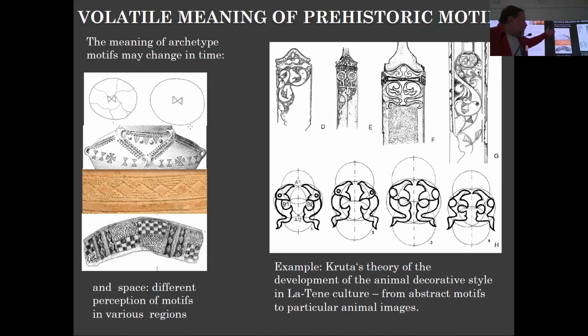And finally, I would like to draw your attention to a completely different period, the La Tène period and La Tène decorative style, which was interpreted by Václav Kruta as a development of the animal style, starting not from the animals and going towards abstract motifs, but vice versa, starting with abstract motifs and gradually gaining the shapes of animals as a kind of mannerism in this decoration.